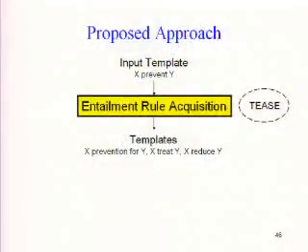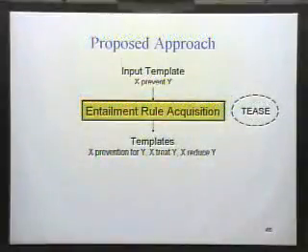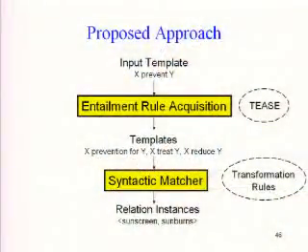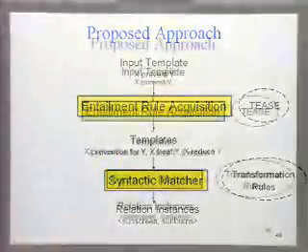And basically, our architecture is, suppose you want to extract cases of medicines preventing diseases. So we'll start with the input templates, we'll apply this kind of entailment rule acquisition algorithm that I described. We get many rules, and now we'll try to match them using the syntactic transformations in the text. So if you find a match for some template that was learned to entail the prevent, we assume that we have an instance of prevent.